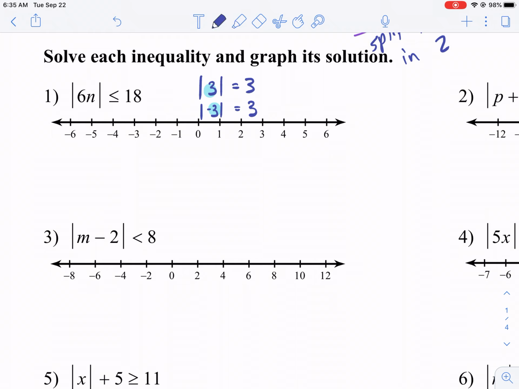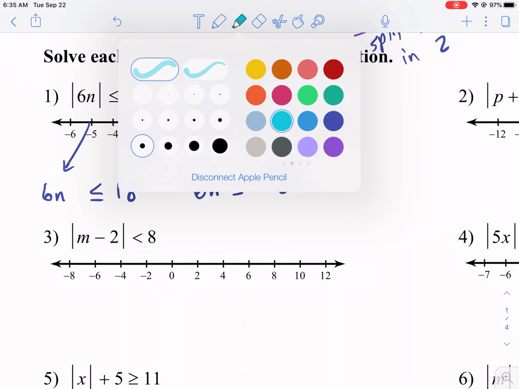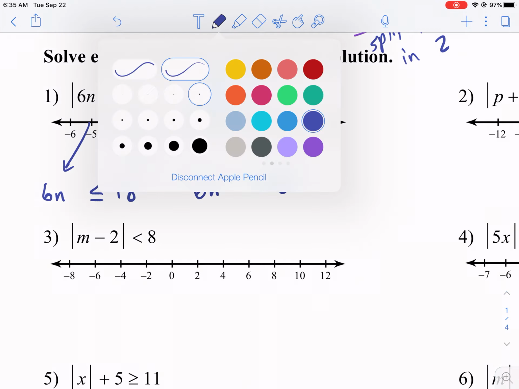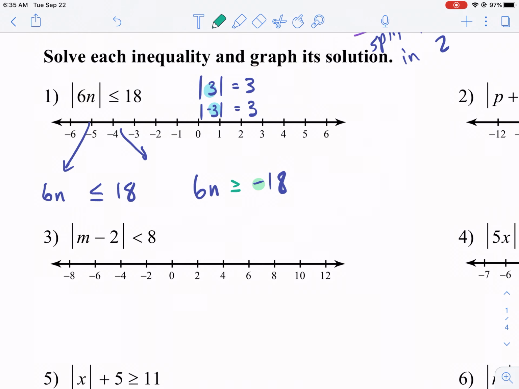Let's apply this further. We can split this problem into 2. We had 6n less than or equal to 18. That's one problem, but we can get rid of the absolute value now. And then we have 6n is less than or equal to -18. Remember how we can go to -18? Now here's the issue. Just how we did up there, by the way. If we have a negative sign, what does that usually mean about our inequality? Well, that means we need to flip the sign. So this needs to be flipped. If you put a negative, once you split it, you have to flip the sign.